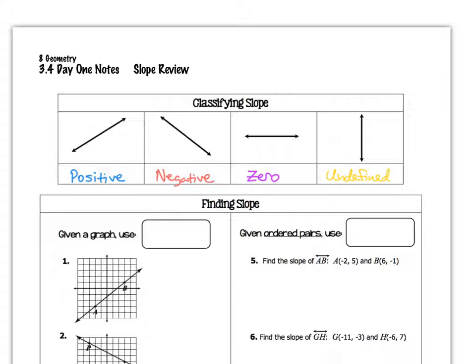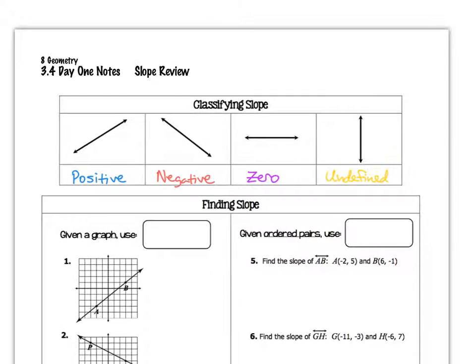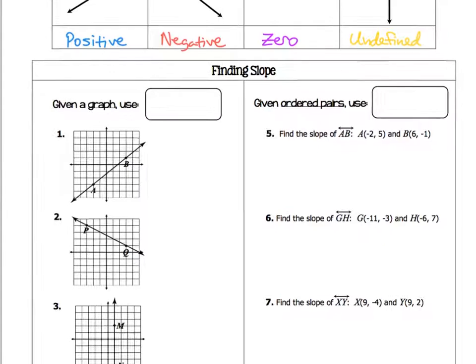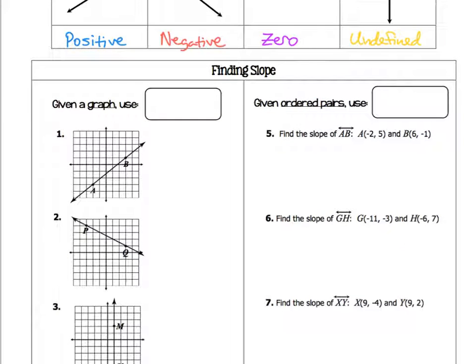If we're asked to find the slope of a line, well, there's 2 different ways we could do that. If we're given a graph, then we would use the fact that we know slope, which we use the variable m, equals the rise divided by the run. And so let's just review how we would find rise over run for each of these graphs.